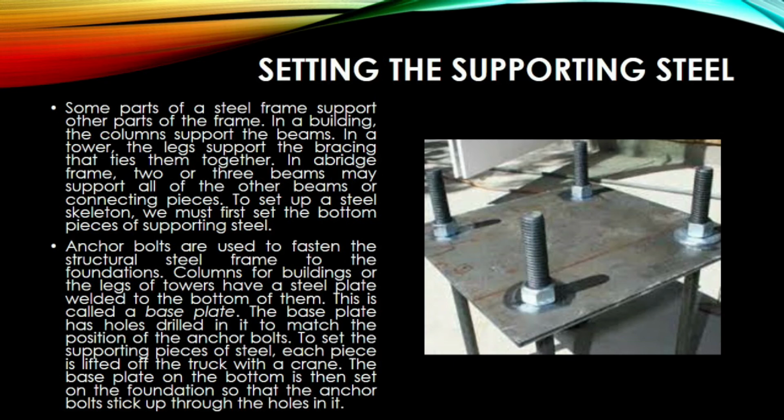Anchor bolts are used to fasten the structural steel frame to the foundations. Columns for buildings or the legs of towers have a steel plate welded to the bottom of them. This is called a base plate. The base plate has holes drilled in it to match the position of the anchor bolts. To set the supporting pieces of steel, each piece is lifted off the truck with a crane. The base plate on the bottom is then set on the foundation so that the anchor bolts stick up through the holes in it.